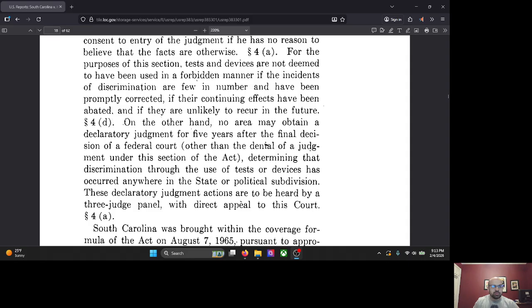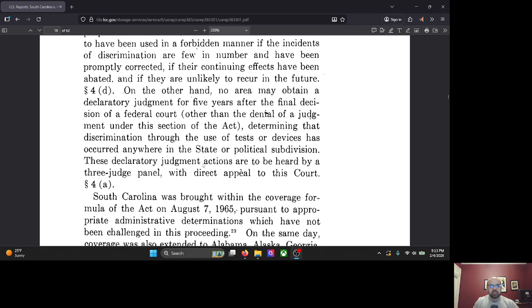Subsection 4D. On the other hand, no area may obtain a declaratory judgment for 5 years after the final decision of a federal court, other than the denial of a judgment under this section of the Act, determining that discrimination through the use of tests or devices has occurred anywhere in the state or political subdivision. These declaratory judgment actions are to be heard by a 3-judge panel with direct appeal to this court.